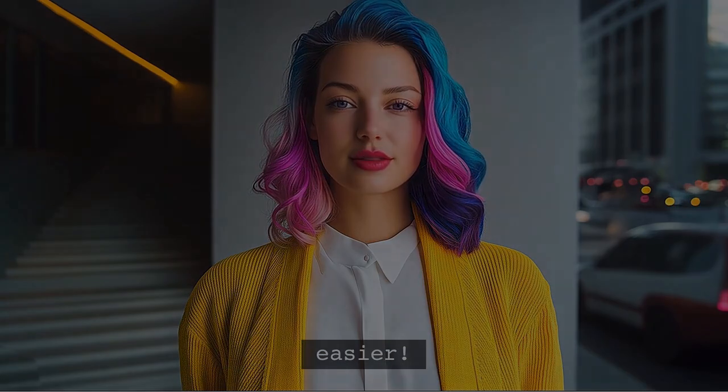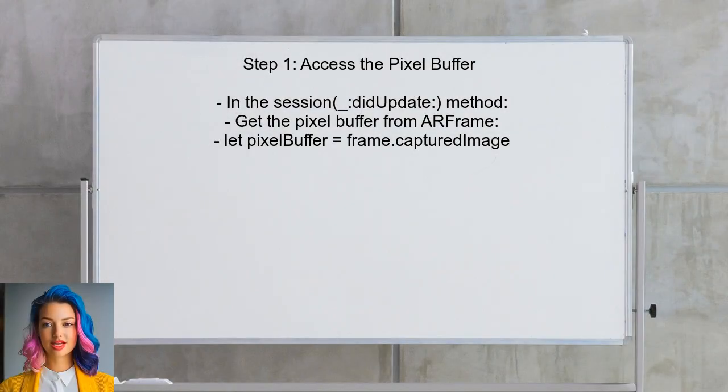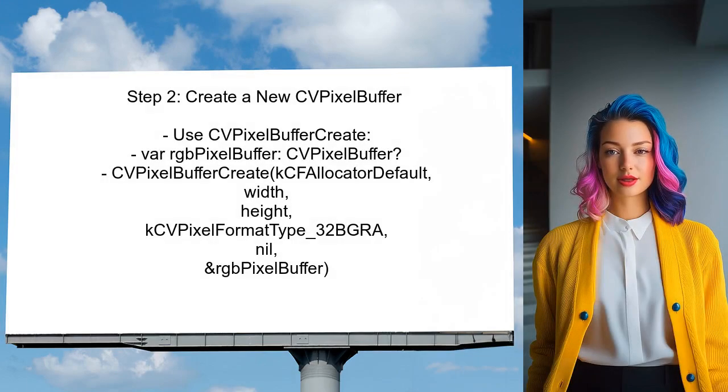To begin converting the pixel buffer from YCbCr to RGB, the user should first access the pixel buffer from the AR frame. This can be done within the session update method. Next, the user needs to create a new CVPixelBuffer to hold the RGB data. This involves using the CVPixelBufferCreate function to allocate memory for the new buffer.